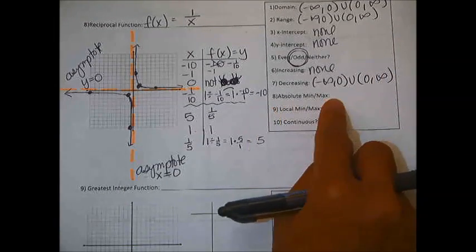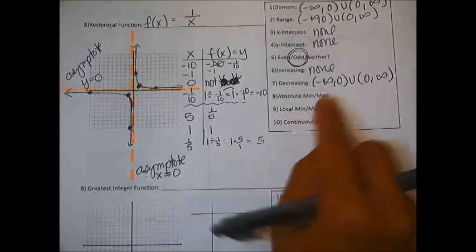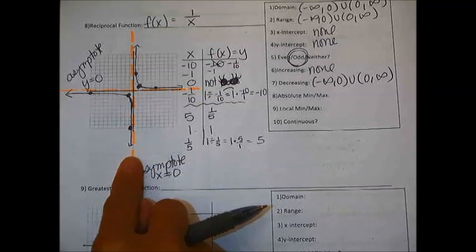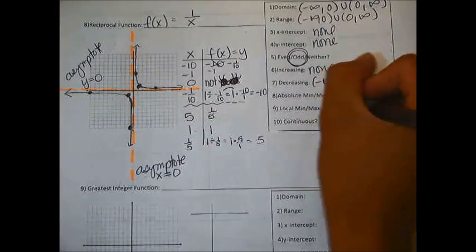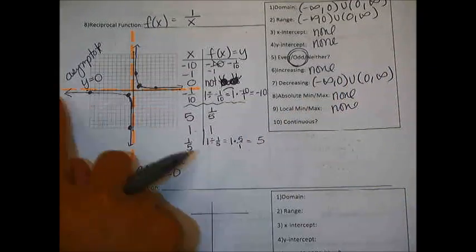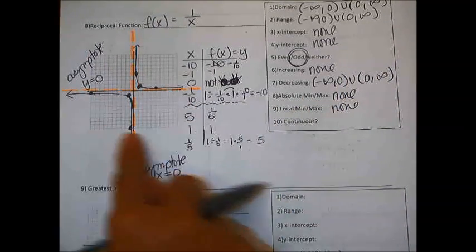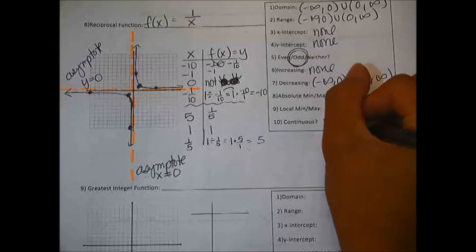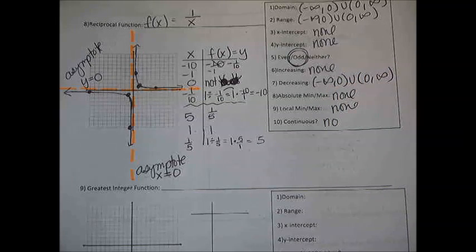Is it an absolute min and absolute max, a local min and local max? No, there's no such thing because we have arrows on the bottom, we have arrows on the top, and we have arrows on the sides. So none and none. Is it continuous? Can I graph the entire function left and right without lifting up my pencil? And the answer is no.